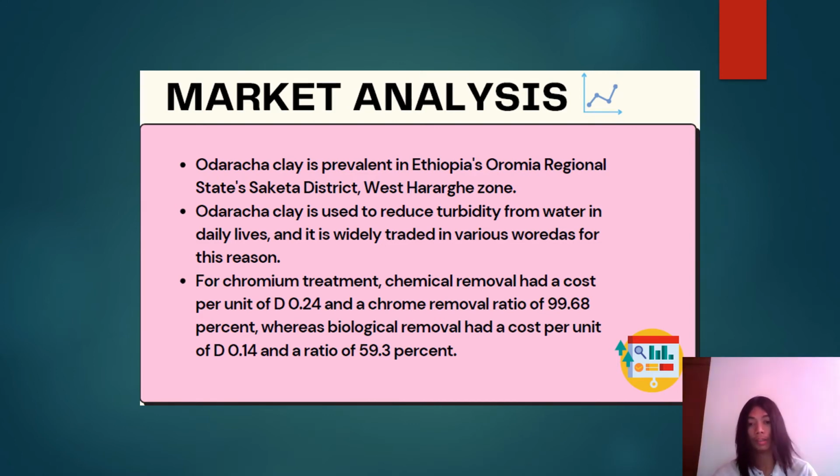Next, for the market analysis of chromium treatment, there are 2 methods that our group has researched, which are chemical and biological methods. We found that chemical removal had a cost per unit of D0.24 and a chromium removal ratio of 99.68%, while biological removal had a cost per unit of D0.14 and a ratio of 59.3%. As a result, the cost per unit and the chromium removal ratio of chemical removal were found to be greater than those of biological removal.